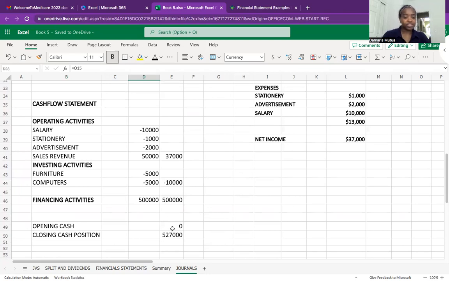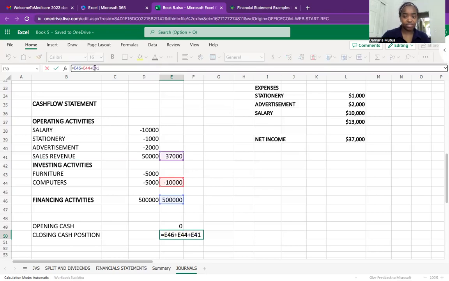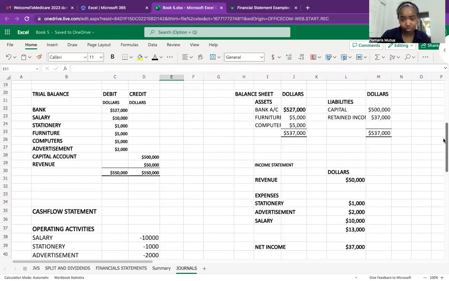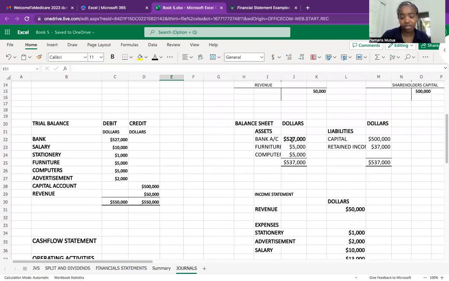So our opening cash balance was 0. This is a startup, we didn't have any cash. So our closing cash position is 527. And this is how you get the 527, which is the different classes of activities. You just sum them up. That gives you $527,000, which is the same cash position that we have in our bank account.